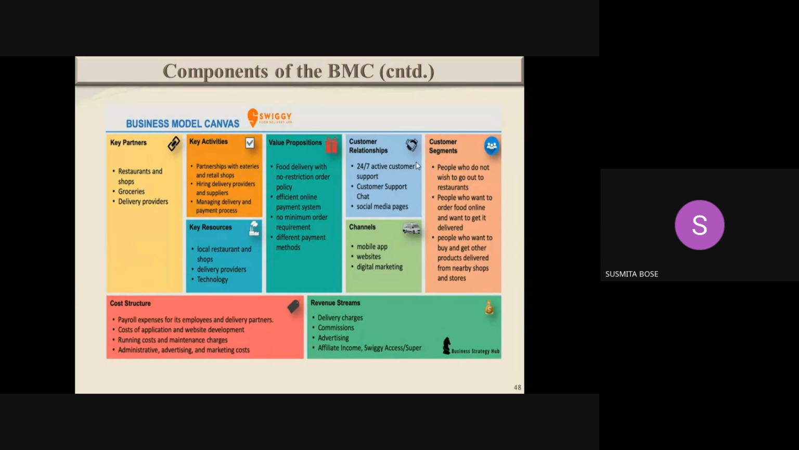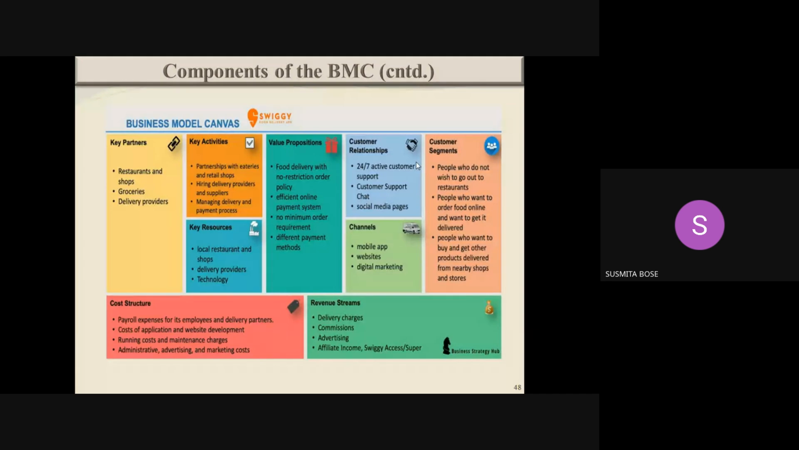Now people don't want to go even to the market. They want to place an order online and get it delivered, because everyone is so busy, or suddenly something comes to our mind that I want this now. So they order it on Swiggy. So it's for those kinds of people. Then in the customer relationship segment, they have written 24/7 active customer support chat, social media pages. For channels, mobile app, websites, digital market.